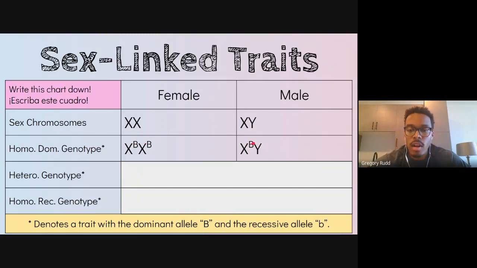The male, of course, only has one X. So I can't put a B next to his Y. The Y does not carry sex-linked traits. I can only put these letters, these alleles, on my X chromosome.